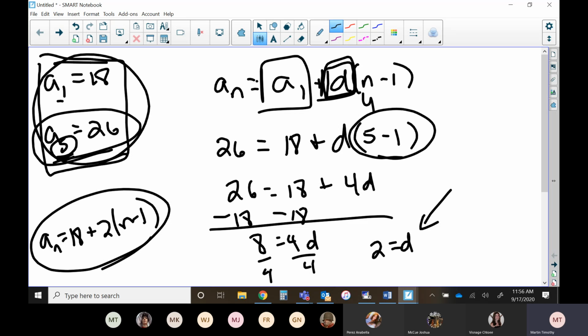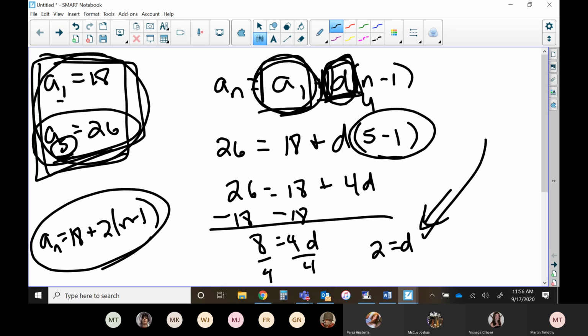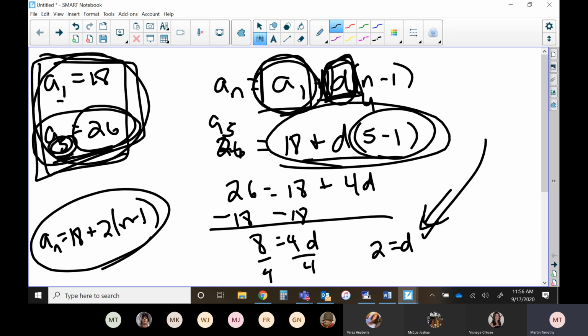So all they did was give me this information. They asked me for the explicit formula. For the explicit formula, I need A1 and D. They gave me A1. They didn't give me D, but they gave me a way to solve for D. Does that kind of make sense? Yes. Because I could put A5 there. But remember, when I do the explicit formula, it gives me the value of what A5 is. A5 is the fifth term. What is the fifth term? 26. That's what all this will add and subtract to. So that's why I put a 26 in there.